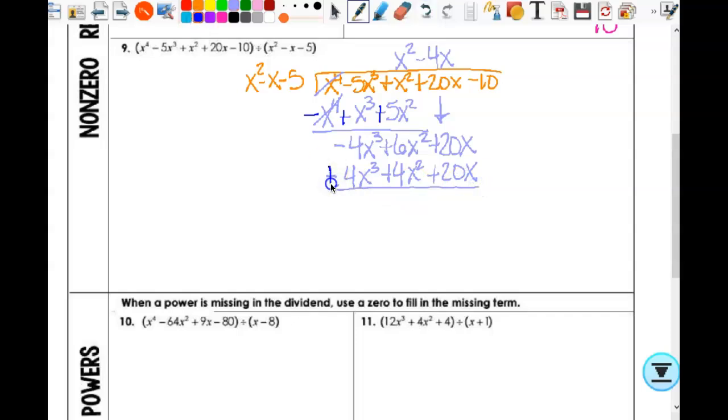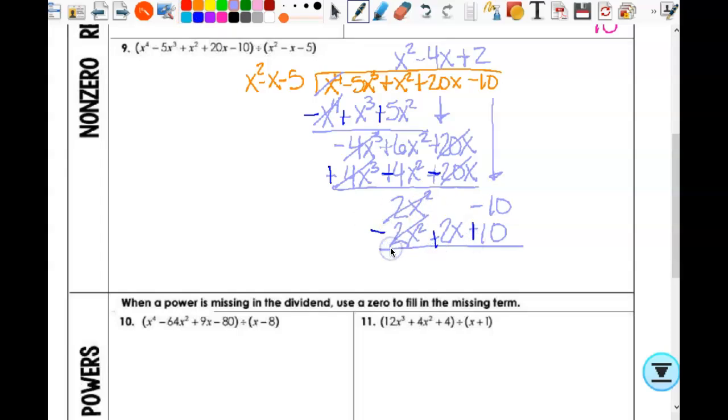Then I change my signs. Those zero out. This gives me 2x squared. These zero out, that's fine. But then this negative 10 comes down. Okay. So then 2x squared divided by x squared is 2. So this gives me 2x squared minus 2x minus 10. Go through and change my signs. Those zero out. 0 plus 2x is 2x, and those zero out.